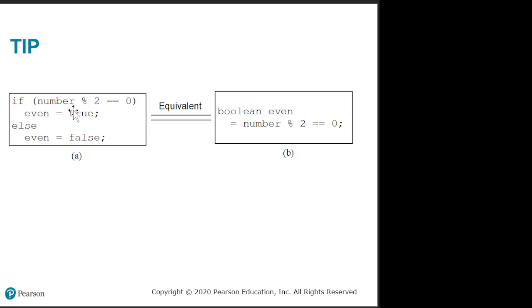So if a number is divisible by 2, so if the remainder from dividing a number by 2 equals 0, then it's going to be an even value. Else, it's not going to be even. So we could set a Boolean based off of this if statement, but we can also use the Boolean evaluation of number mod 2 equals 0. So instead of using an if statement to set up a Boolean, use the Boolean statement itself to determine true or false.